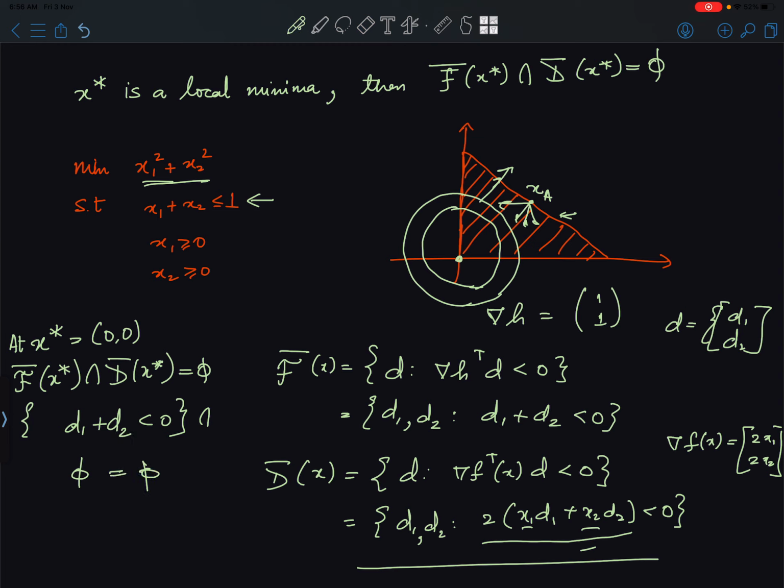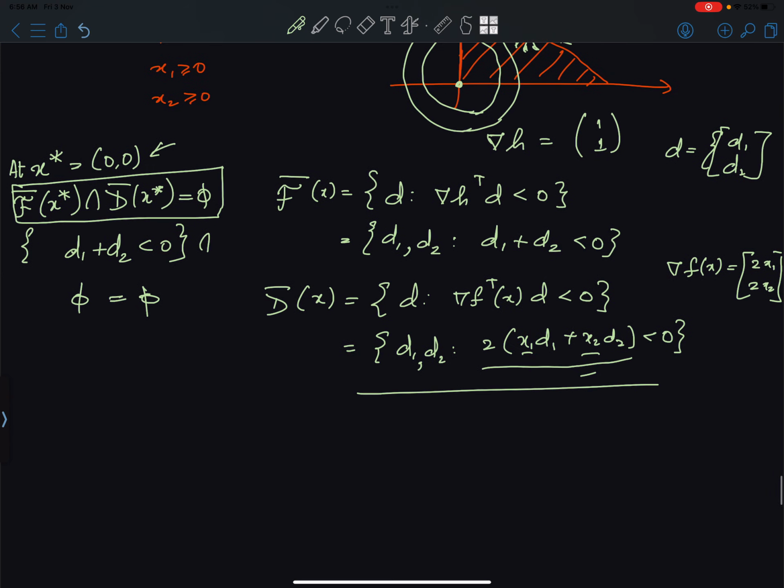So this was just one example which demonstrated that if I am at a local minima, then this particular condition is always validated. So you should note that this is a necessary condition basically, but not sufficient obviously.